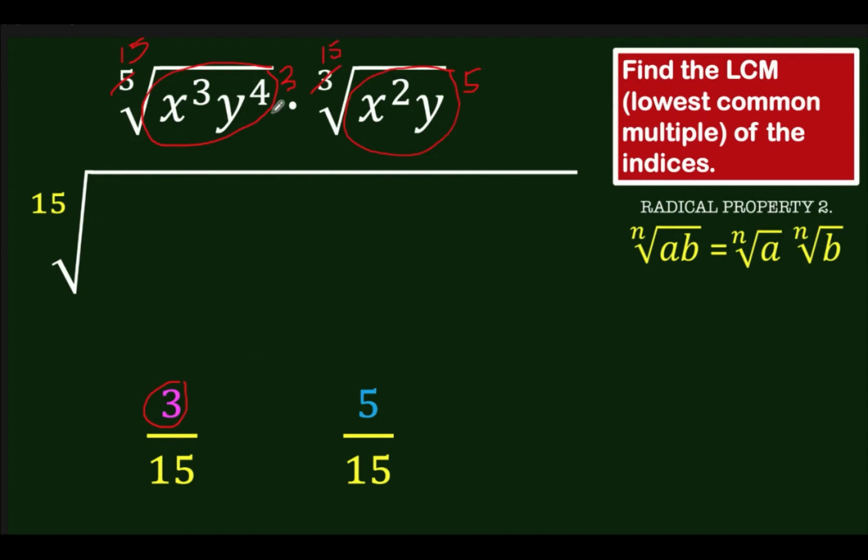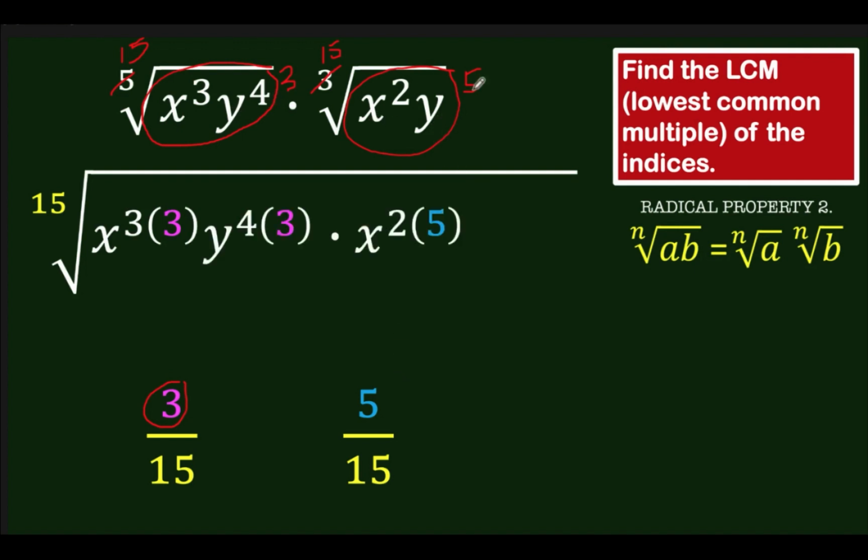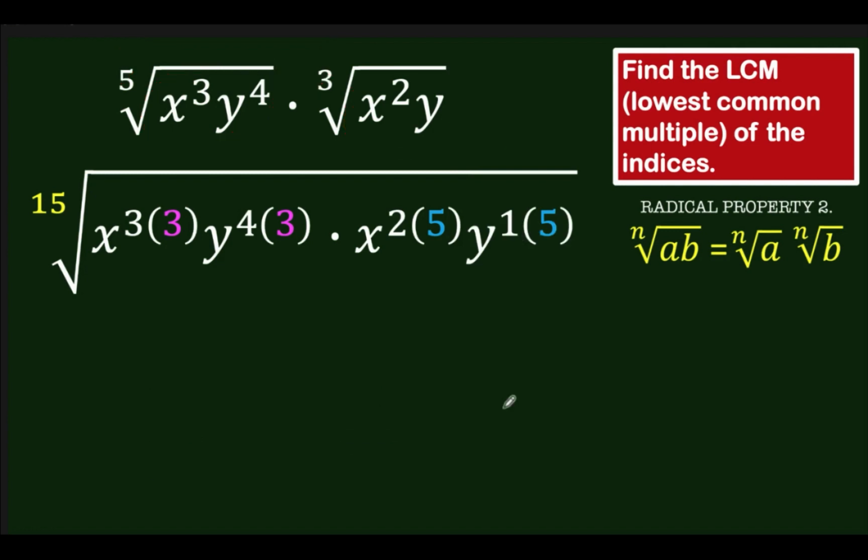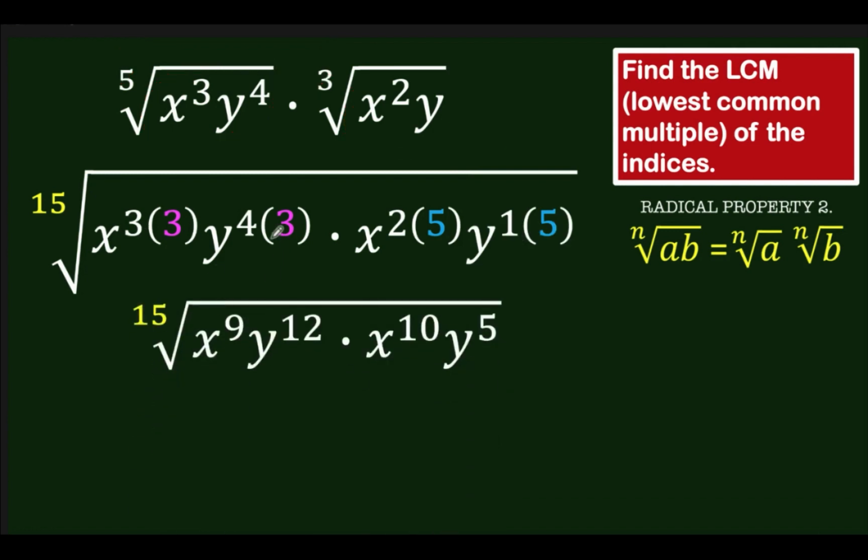So, let's implement that. So, x cubed raised to the 3rd, y to the 4th raised to the 3rd. Then, x squared raised to the 5th, y raised to the 5th. The rest is just simplification. 3 times 3 is 9, 4 times 3 is 12, 2 times 5 is 10, and 1 times 5 is 5. Then we have x to the 9th, x to the 10th, the same x variables, and y to the 12th, y to the 5th.